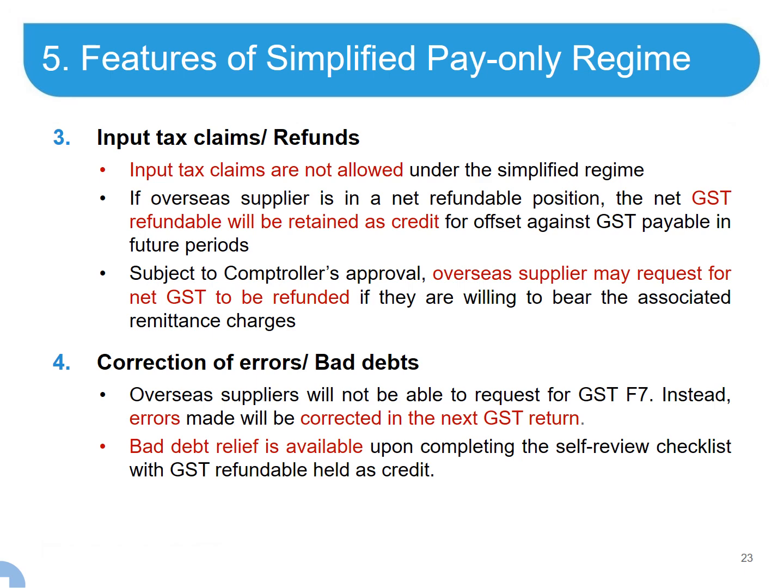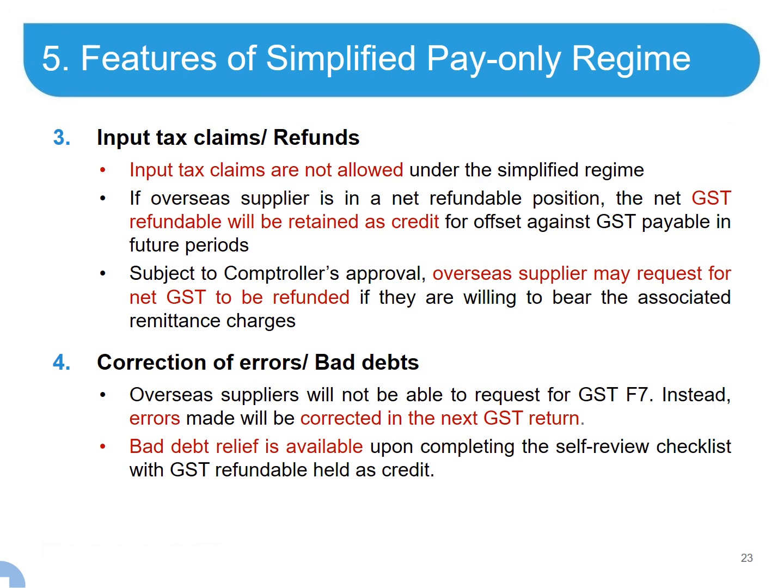Although input tax claims are not allowed, overseas suppliers may be in a net refundable position if downward GST adjustments arising from credit notes exceed supplies made in a relevant accounting period. In such cases, the net GST refundable will be retained as credit for offset against GST payable in future periods. However, subject to the controller's approval, overseas suppliers may request for net GST to be refunded by writing in with the circumstances for the controller's consideration if they are willing to bear the associated remittance charges.